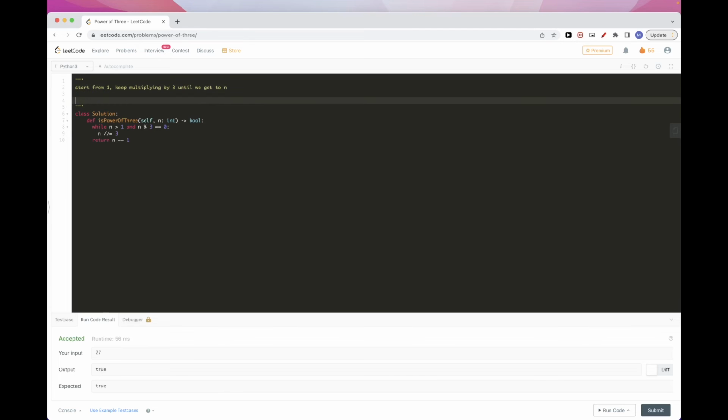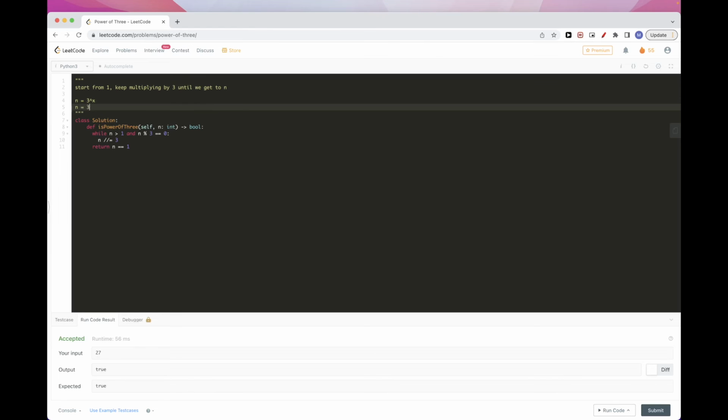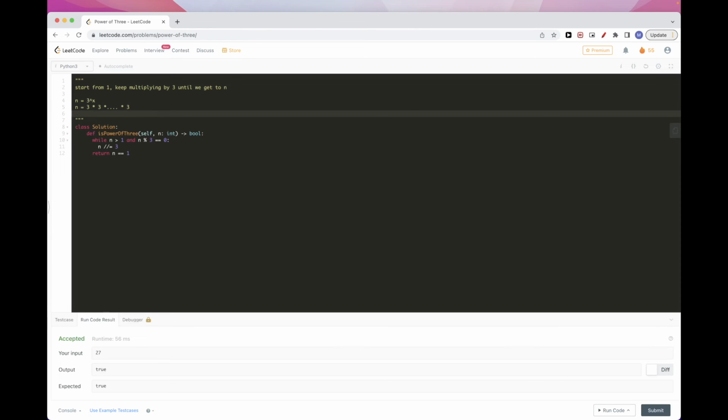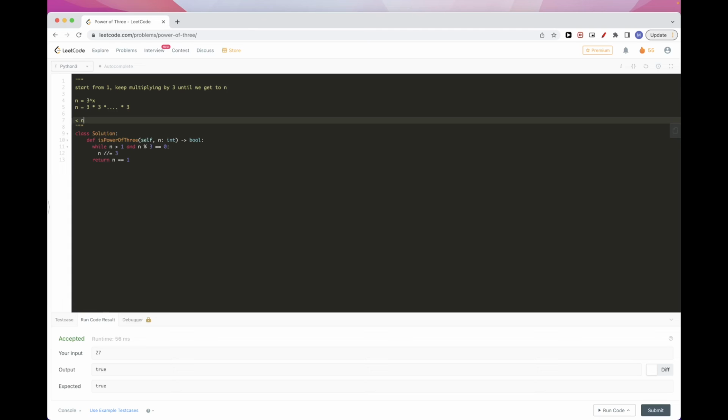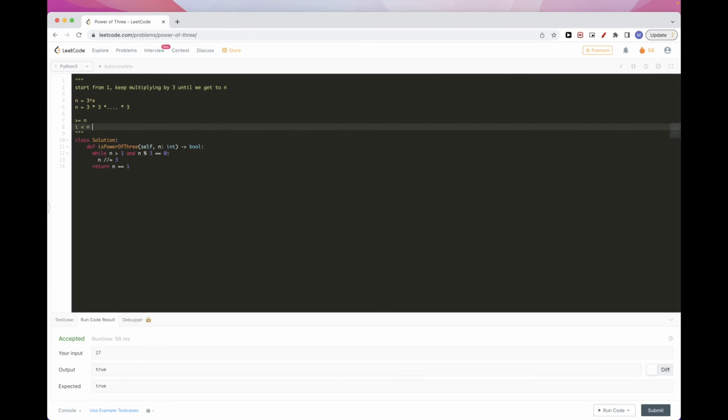If n is 3 to the power of x, that means, again, the same thing we said earlier, x times. So we can just start from 1 and keep multiplying by 3 and check if we are equal to n. If we get to a number while multiplying that is bigger than or equal to n, we should stop our loop. So basically we keep doing that while i is smaller than n.